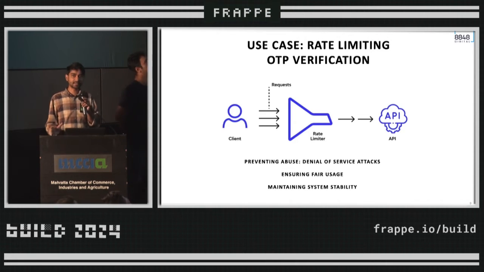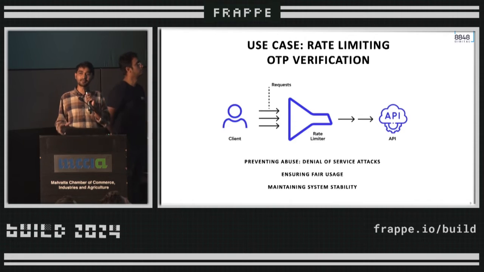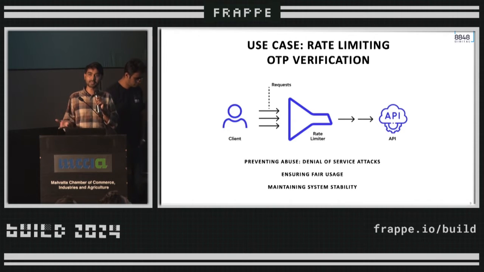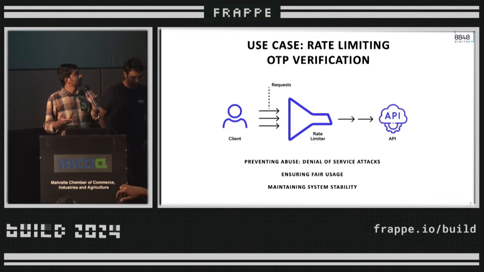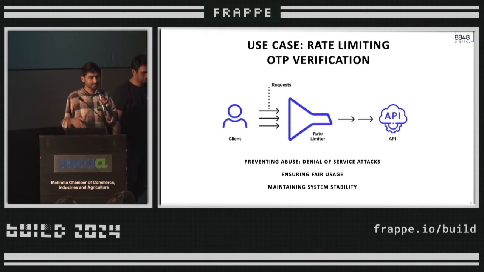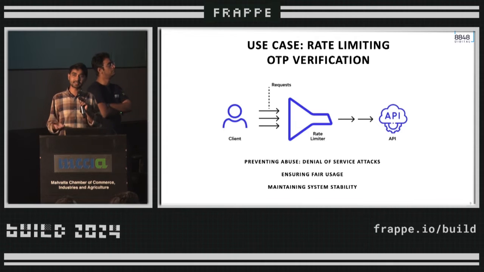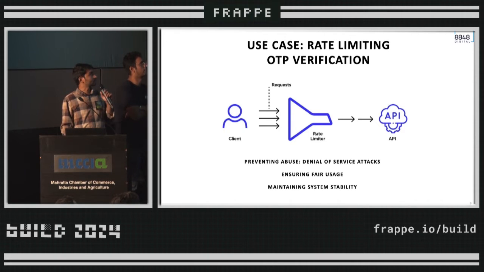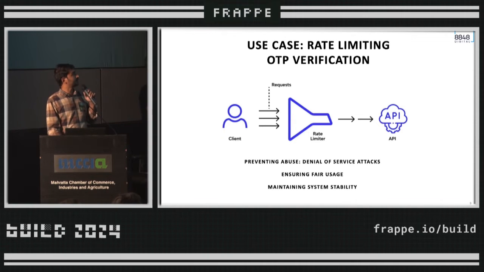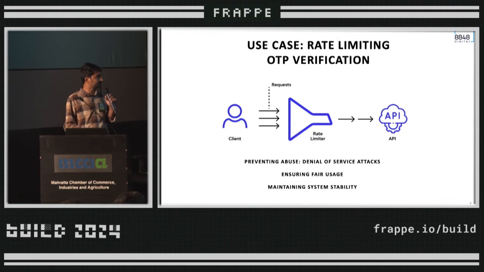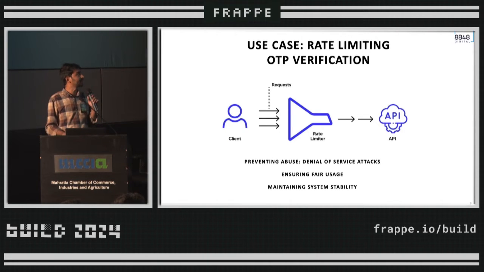Rate limiting is an efficient way to control traffic. It limits the user from accessing the mentioned API more than a certain number of times in a given amount of time. This prevents denial of service attacks, ensures fair usage, and maintains system stability. Now we'll walk through the videos we have recorded.